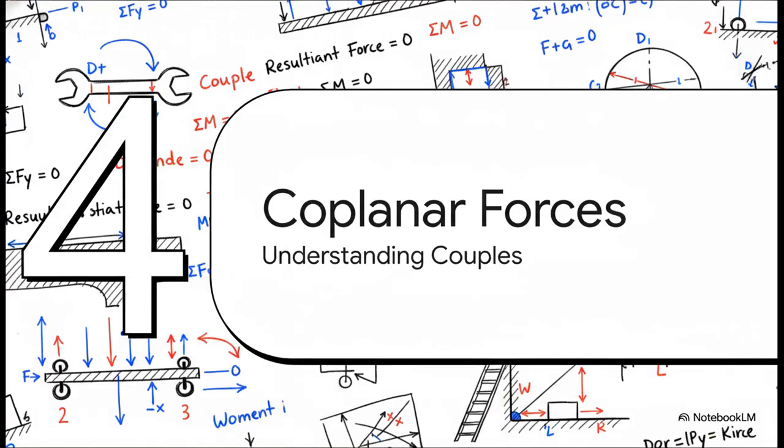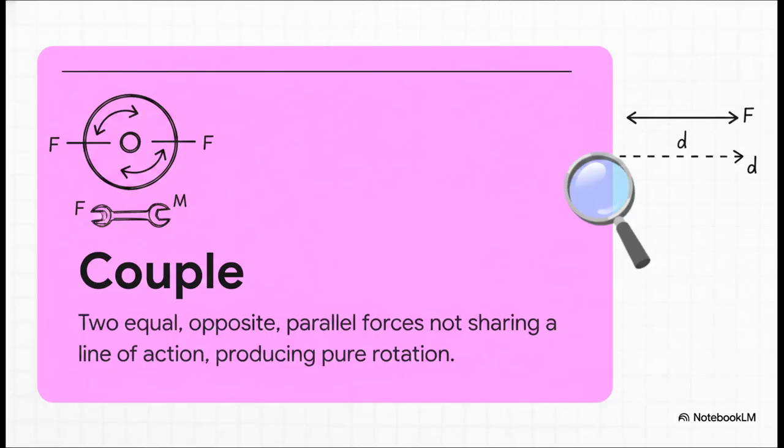All right, shifting gears from friction for a minute, Section 4, Couples and Coplanar Forces. Let's define a couple. In mechanics, a couple is this really specific, fascinating force system. It's made up of 2 equal, opposite, and parallel forces that do not share the same line of action. And because their linear push and pull exactly cancel each other out, what you're left with is pure, unadulterated rotation.